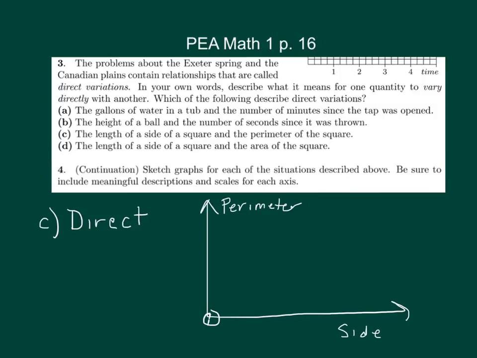And this will be side length. If it were not of a square, then it wouldn't work. Okay? So it does vary directly. And it's going at a constant rate, which is 4 times. So you can just draw that. Questions there?